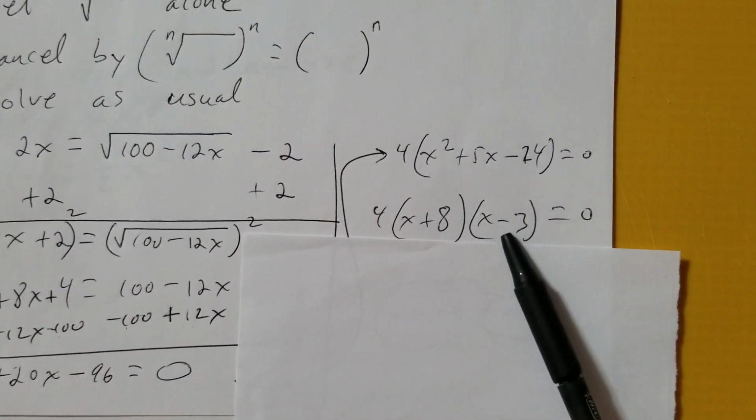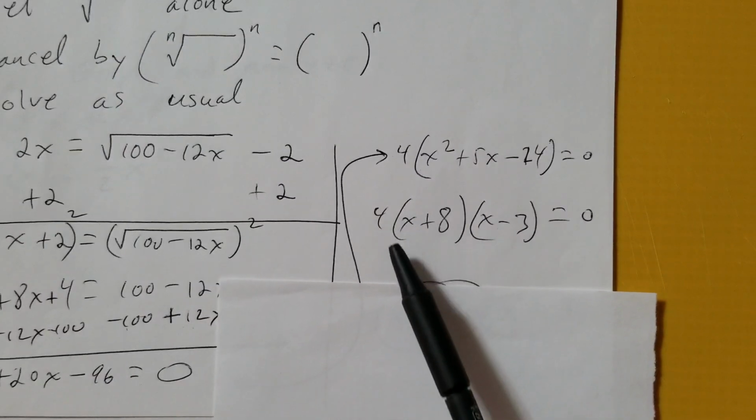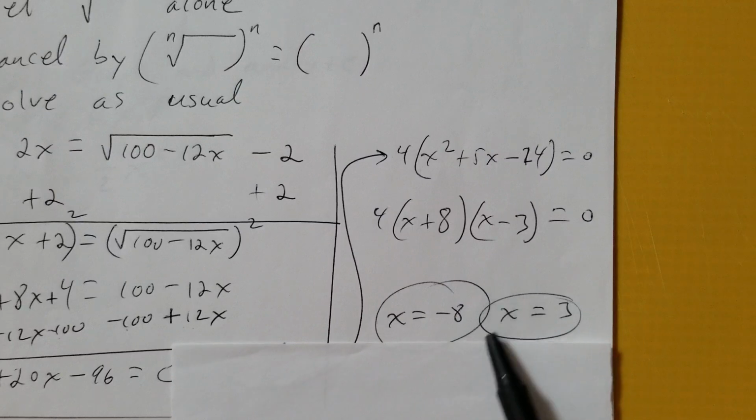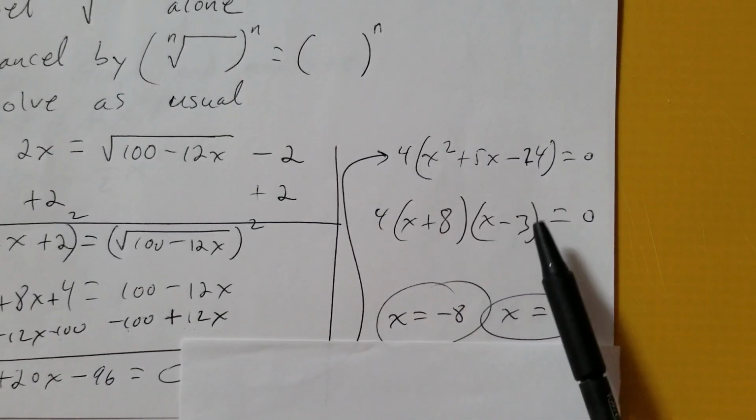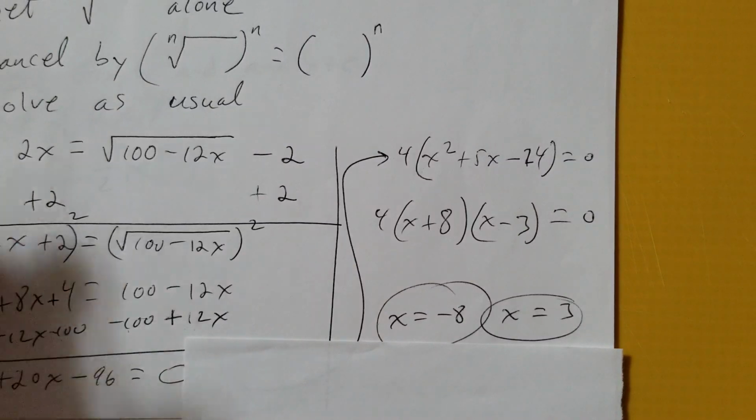Get the signs right. So what we're saying here is that one of these is equal to 0. So x plus 8 equals 0. That makes x negative 8. x minus 3 equals 0. So that makes x equals 3. I did it.